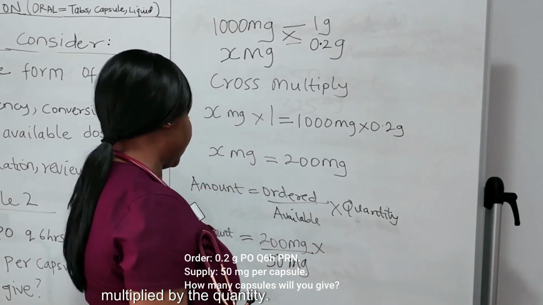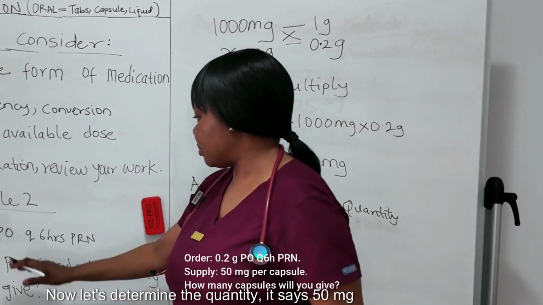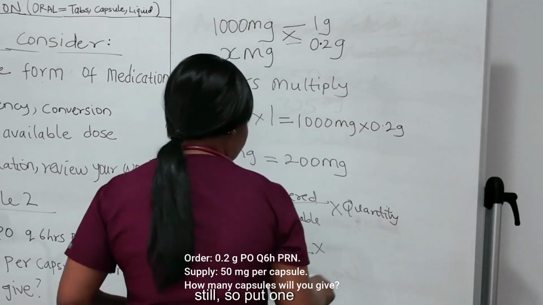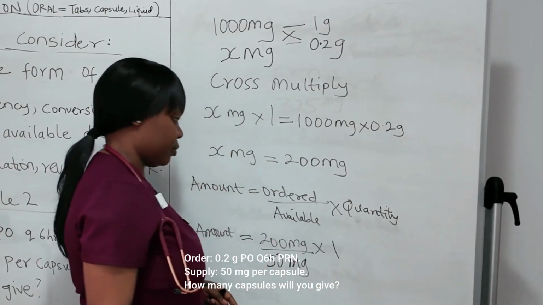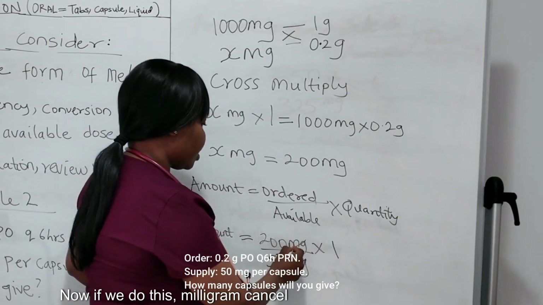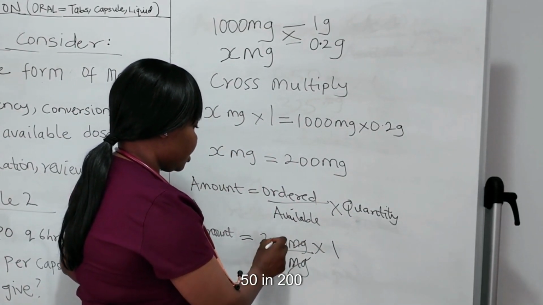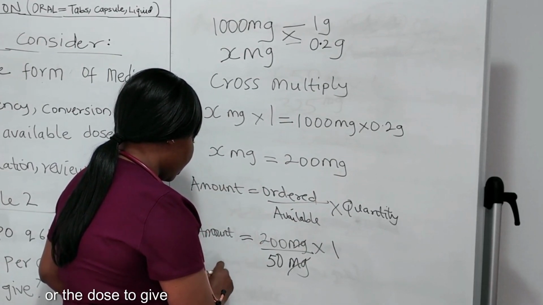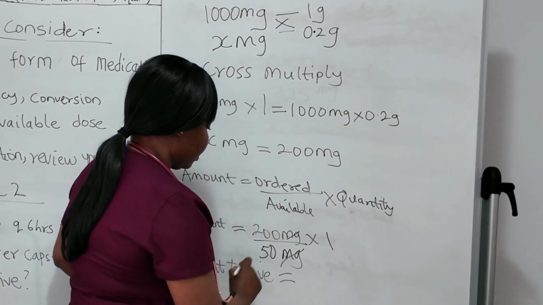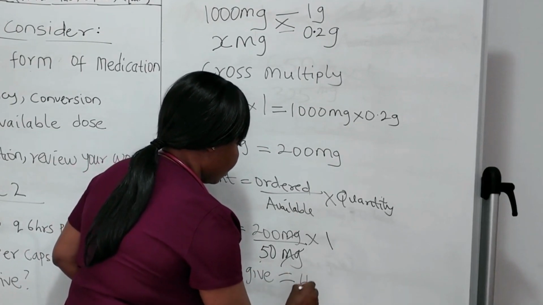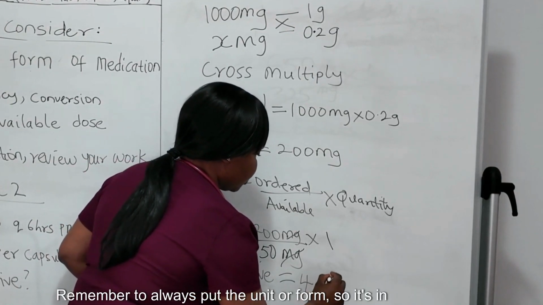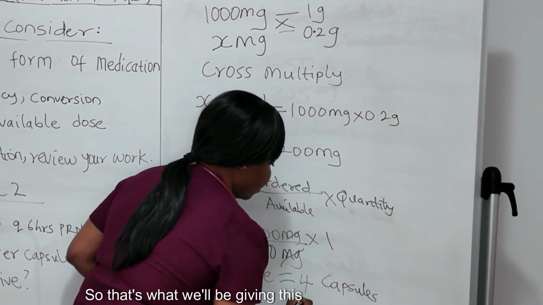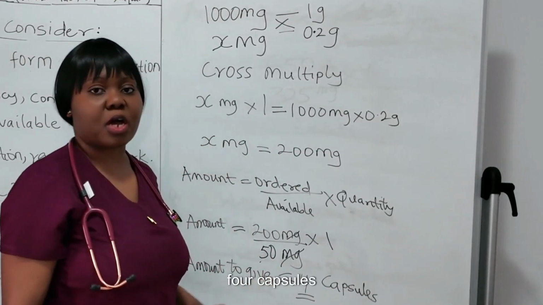Multiplied by the quantity. Now let's determine the quantity. It says 50 milligram per capsule, so it's 1, and we'll put 1. Now if we do this, milligram cancels milligram, 50 into 200, so the amount or the dose to give will equal 4. Remember to always put the unit, so it's in capsule, we'll say 4 capsules. So that's what we'll be giving this patient, 4 capsules.